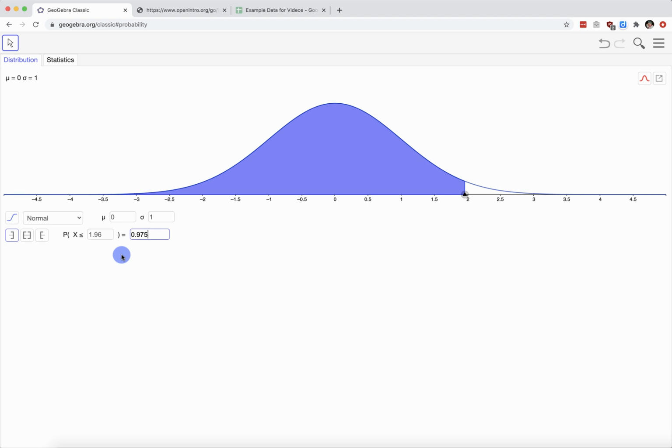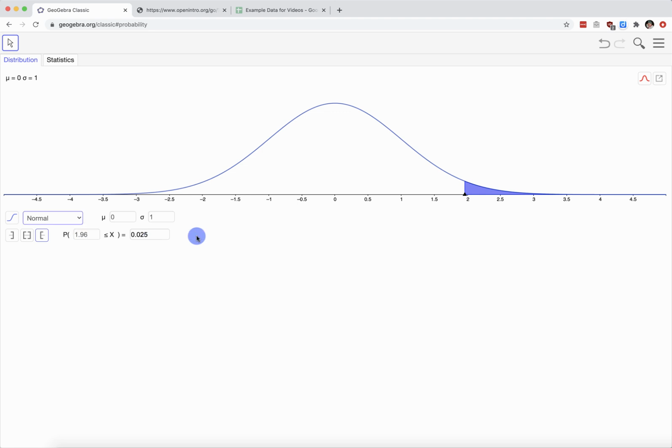Now, if I want to find the area on the right side of this cutoff, 1.96, you can click the brace that opens to the right, and then the area will flip. So you can also type in 1.96, and then you'll get the area 0.025. So it's the complement of the last answer.